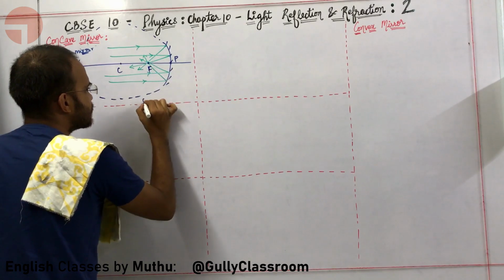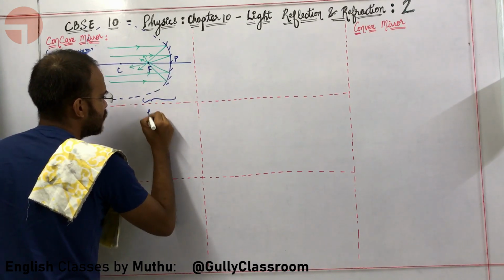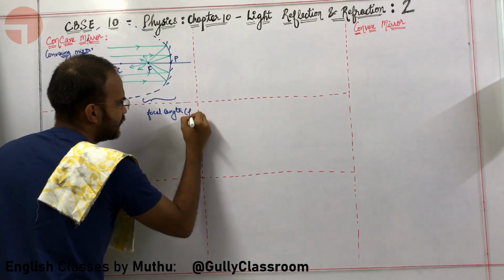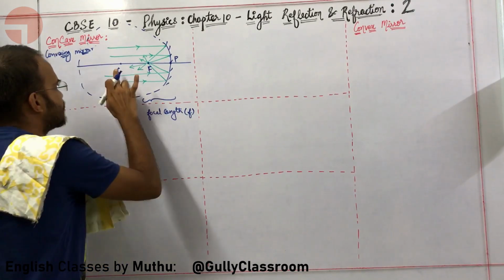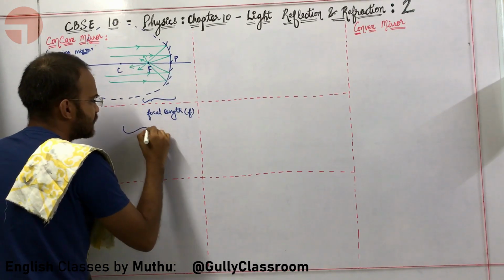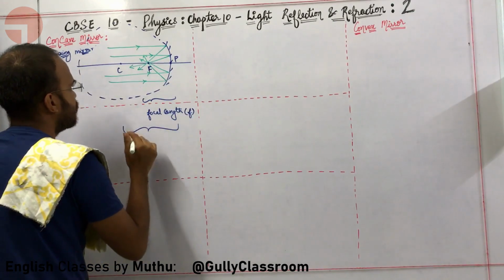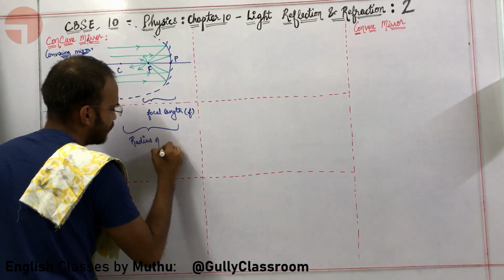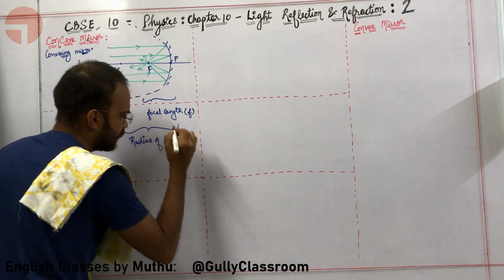What is the distance between the principal focus and the pole? It is called the focal length. It is indicated by small f. What is the distance between the center of curvature and the pole? The distance between them is called the radius of curvature. It is represented by capital R.